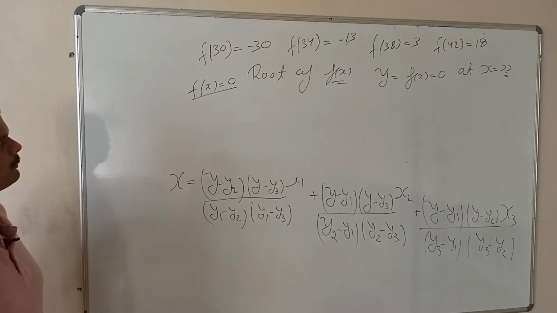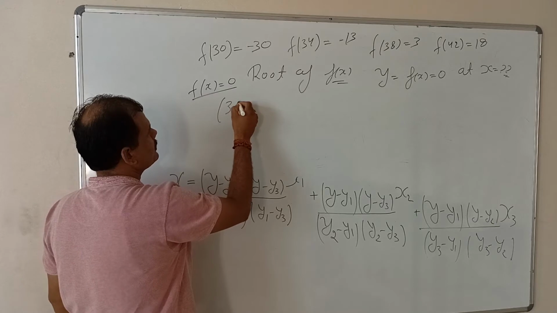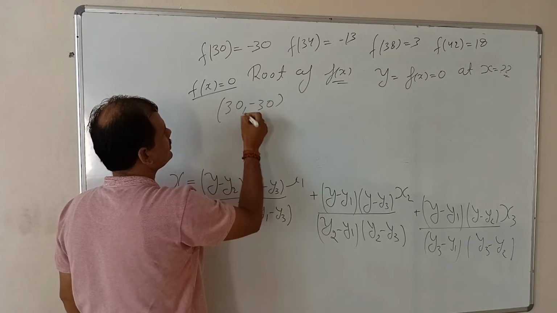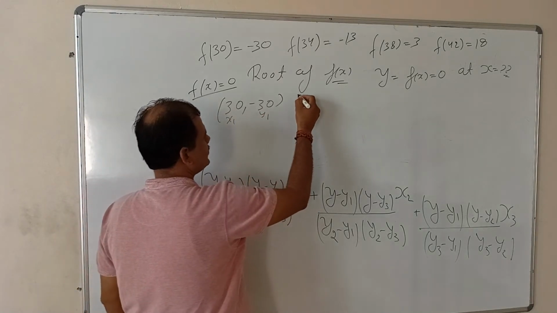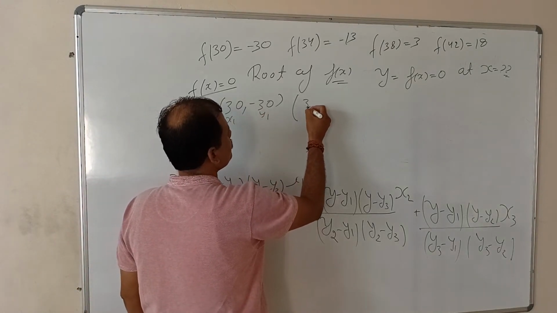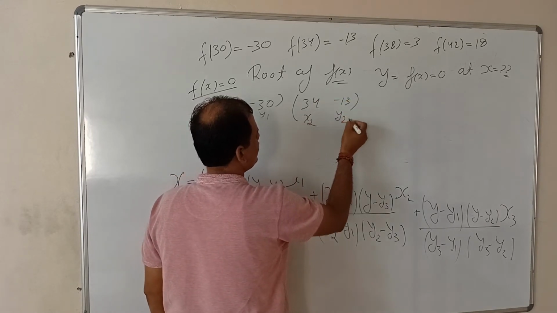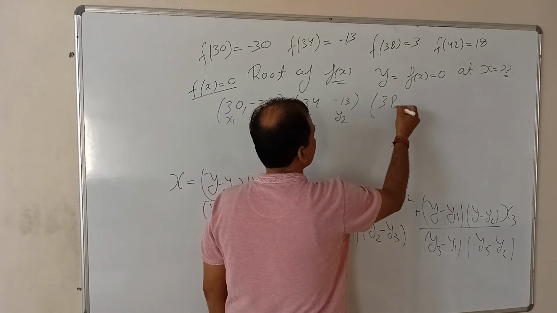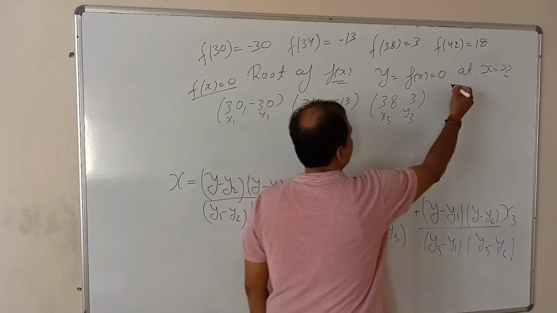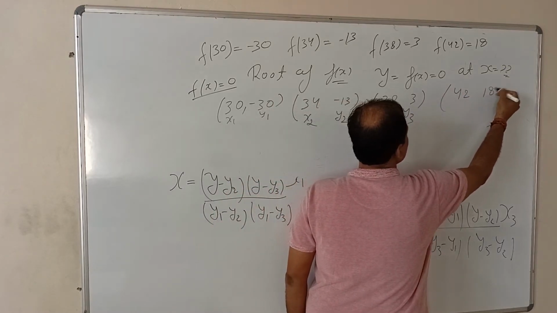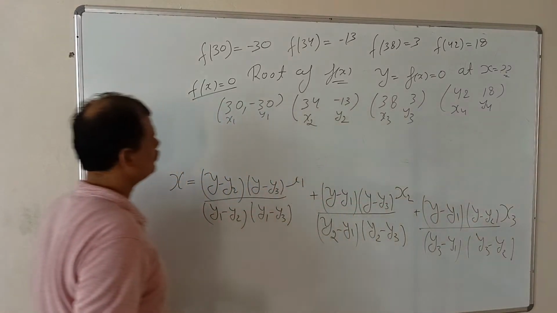So if you see the data points, here I have the first data point 30, minus 30. This is your x1, y1. Second data point 34, minus 13. This is your x2, this is your y2. Third one, 38, 3, so x3, y3. And fourth one, 42, 18, so x4, y4.